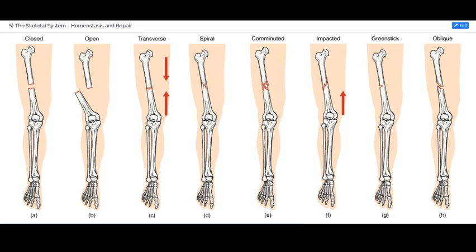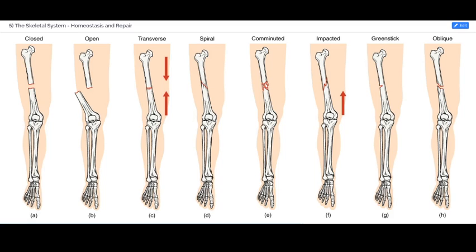This figure demonstrates the general classification of different types of bone fractures. It's not a complete list, but it's a good idea of how different things happen. So a closed fracture is just a fracture where the bone remains in place.